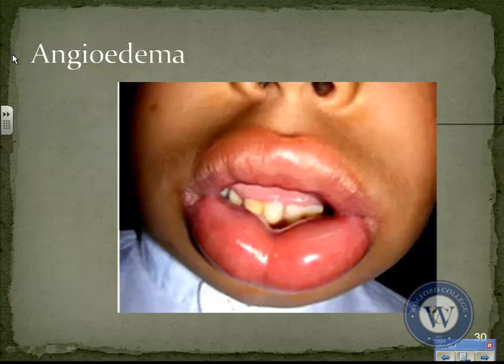This is what angioedema looks like. If you don't deal with this fairly quickly, what's occurring in the mouth is also occurring in the throat. These people do respond to epinephrine and antihistamines.